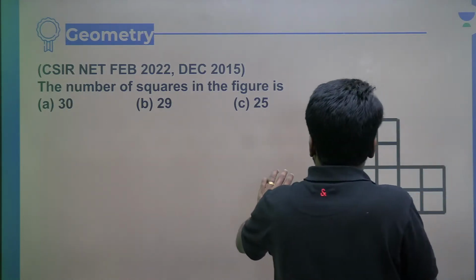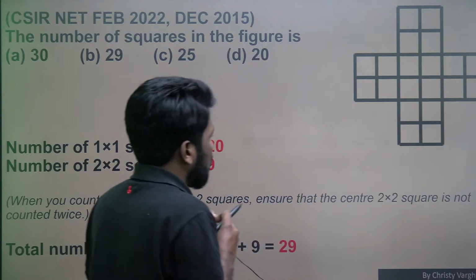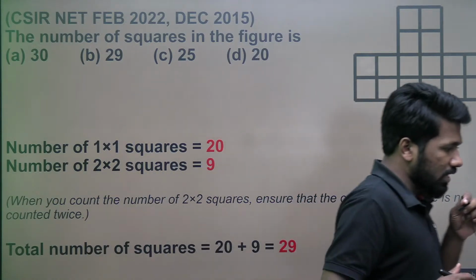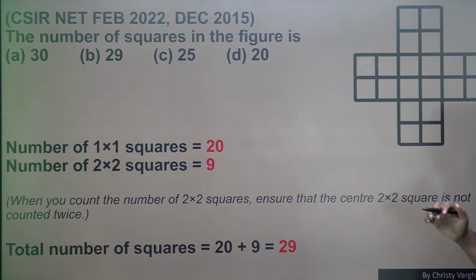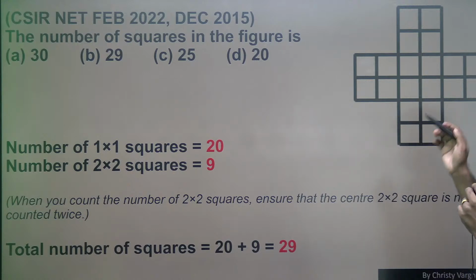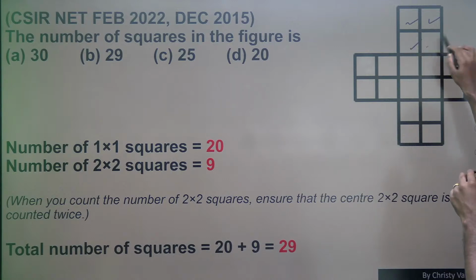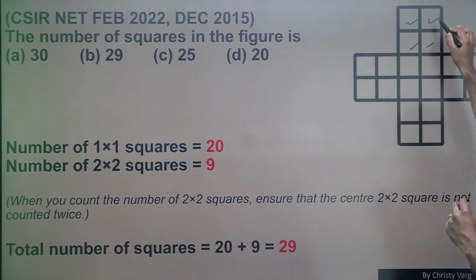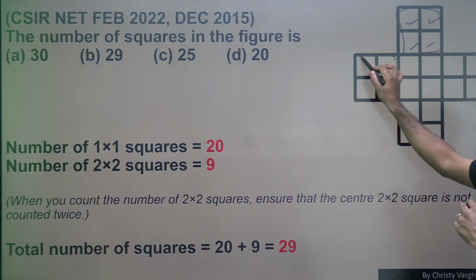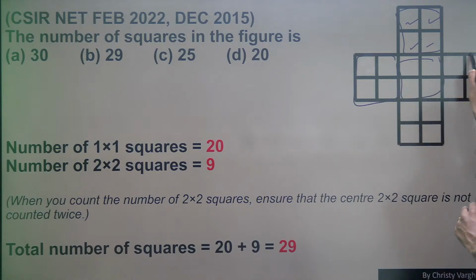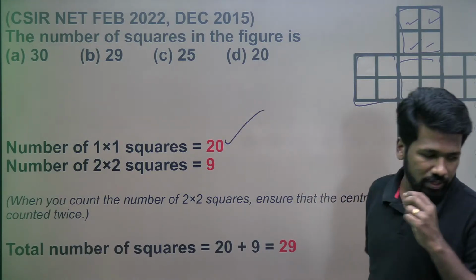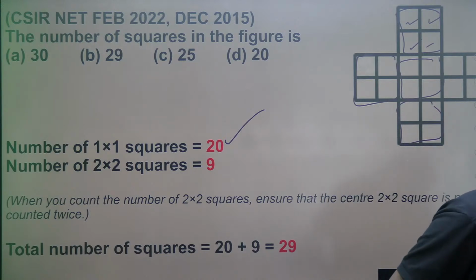Let's see how. Number of squares in the figure is asked. Let us try first the 1 by 1 squares. 1 by 1 squares you can find 20 in number. Which are the 20 1 by 1 squares? 1, 2, 3, 4, here there are 4 squares. Similarly 4 here also, 4 here also, 4 here also. 4 into 5, 20, 1 by 1 squares.